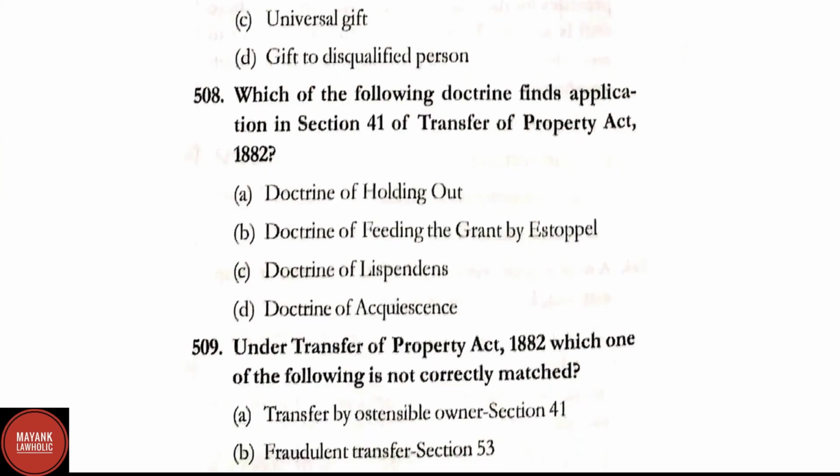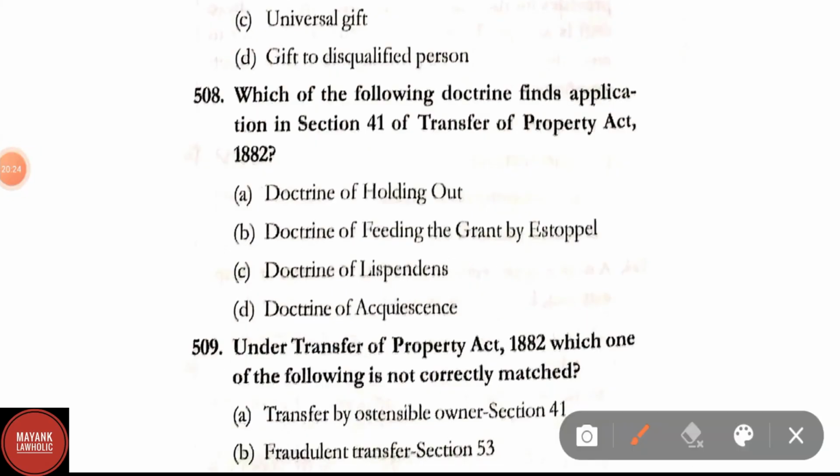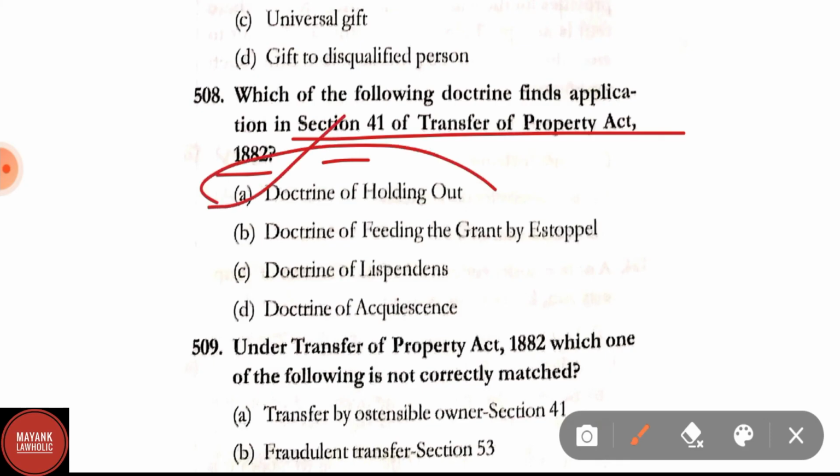Question number 508. Which of the following doctrines finds application in Section 41 of the Transfer of Property Act 1882? Option A, doctrine of holding out. Option B, doctrine of feeding the grant by estoppel. Option C, doctrine of lis pendens. Option D, doctrine of acquiescence. Correct answer is option A, doctrine of holding out.